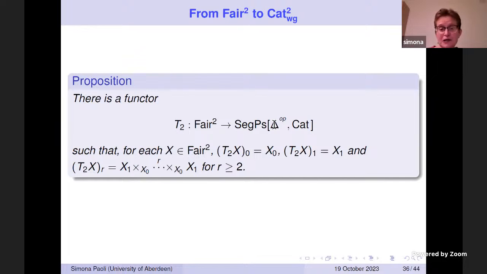It's very technical, because it's quite clear how you want to define this pseudo-functor on objects and on maps and the two-dimensional structure. Proving that it's a pseudo-functor takes some work.